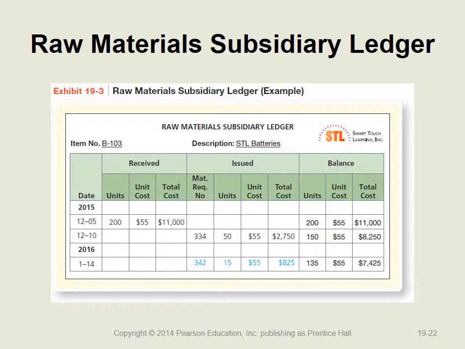Exhibit 19.3 shows an example of SmartTouch's raw materials subsidiary ledger for batteries. A subsidiary ledger allows for better control of inventory because it helps track each type of material used in production. Remember, the balance of the raw materials inventory account in the general ledger should always equal the sum of the balances in the raw materials subsidiary ledger.